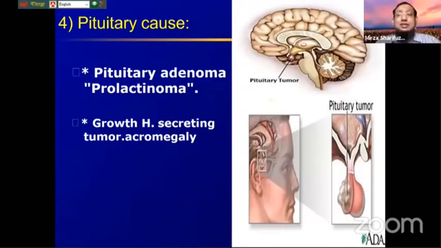Well, as the signal to the adrenal cortex and ovary both comes from the pituitary, disease of the pituitary itself can cause hirsutism, like prolactinoma or a growth hormone secreting tumor.